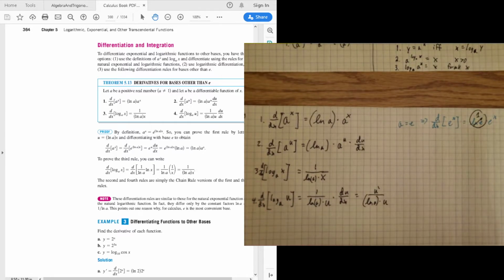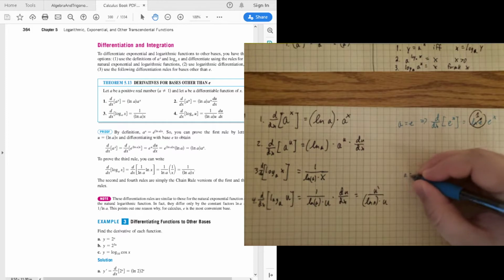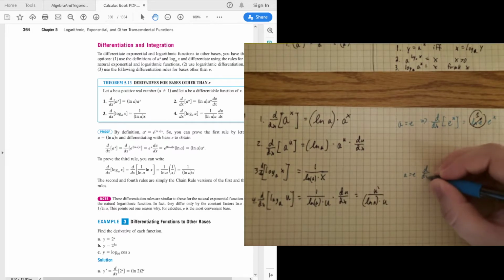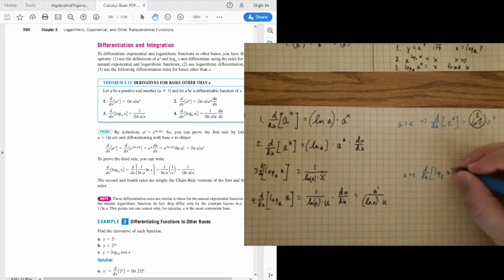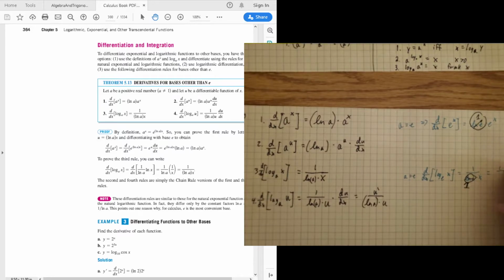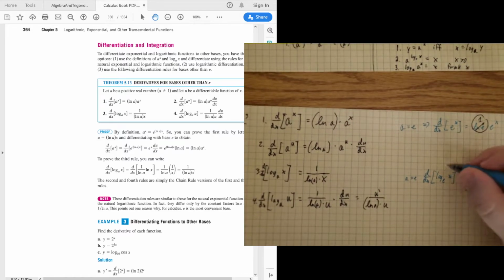If I was to do the same thing over here, let a equal e, then take the derivative with respect to x of log base e of x. This would be equal to 1 over ln of e times x, which we just said, ln of e is 1. 1 times x will just be x. Which also means that this is equivalent to the natural log of x. So log base e of x is equivalent to the natural log of x.